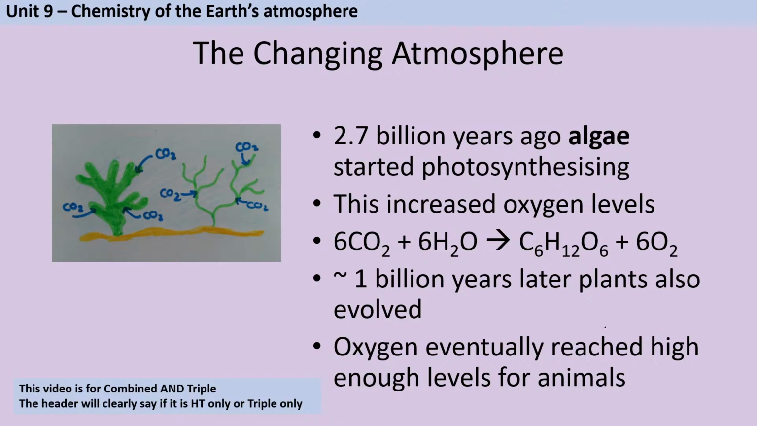About 1 billion years after the algae, that's when the plants evolved. And eventually, they released enough oxygen that the level got high enough that animals could evolve at that point. Because before then, we're just thinking sort of single-celled organisms and very simple organisms. We didn't have anything that we could really call an animal.